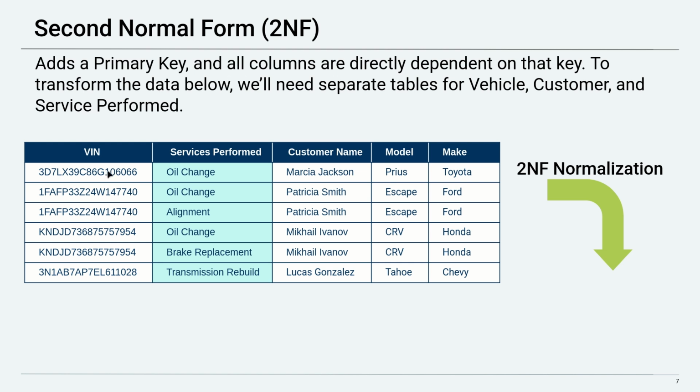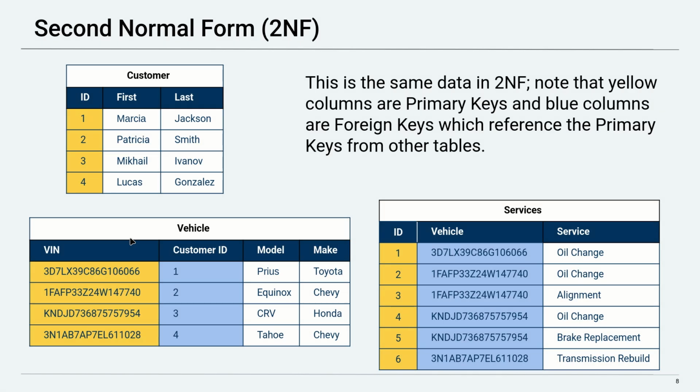So if we had a table of cars, VIN would be a perfectly reasonable primary key. We have a table of services, and multiple services could apply to the same VIN number. So VIN is not a good primary key. We'll have to add a column over here.